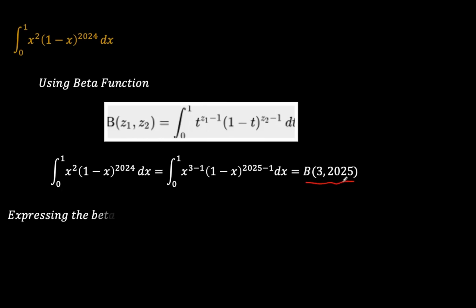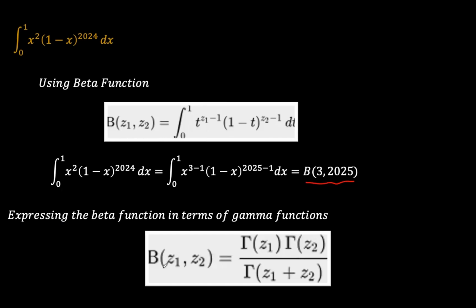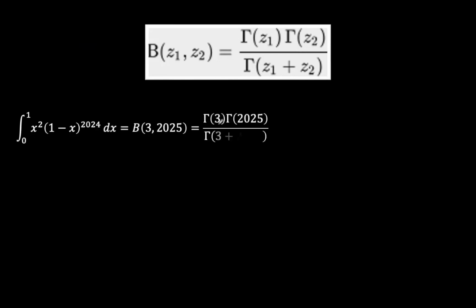Now, if we express this beta function in terms of gamma functions, because that's what would really help us to solve it, from Wikipedia again, if you have a beta function of z1 and z2, that's the same as the gamma function of z1 times the gamma function of z2 all over the gamma function of z1 plus z2. So therefore, if our beta function is of 3 and 2025, then that's the same as the gamma function of 3 times the gamma function of 2025 over the gamma function of 3 plus 2025, which is the same as the gamma function of 3 times the gamma function of 2025 over the gamma function of 2028.